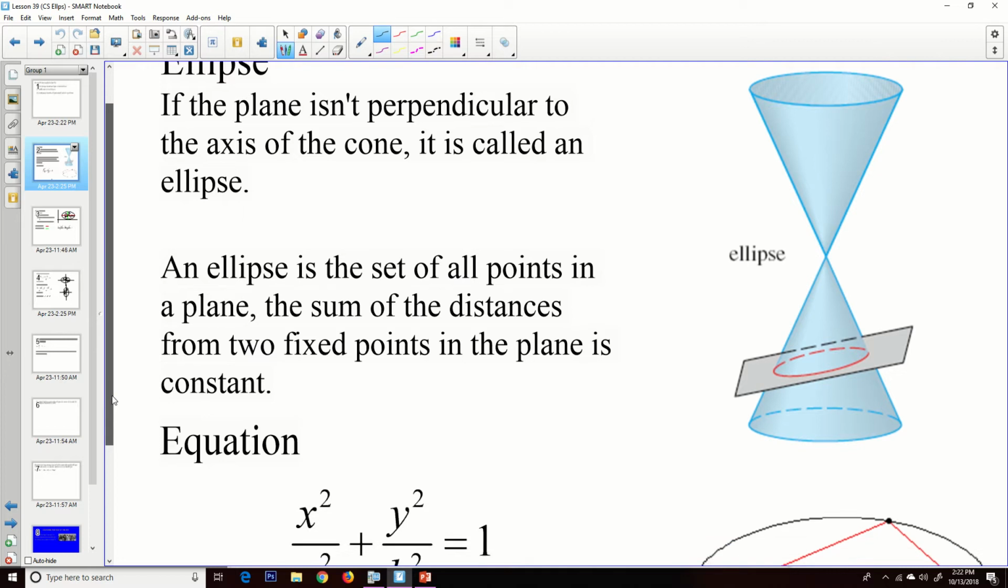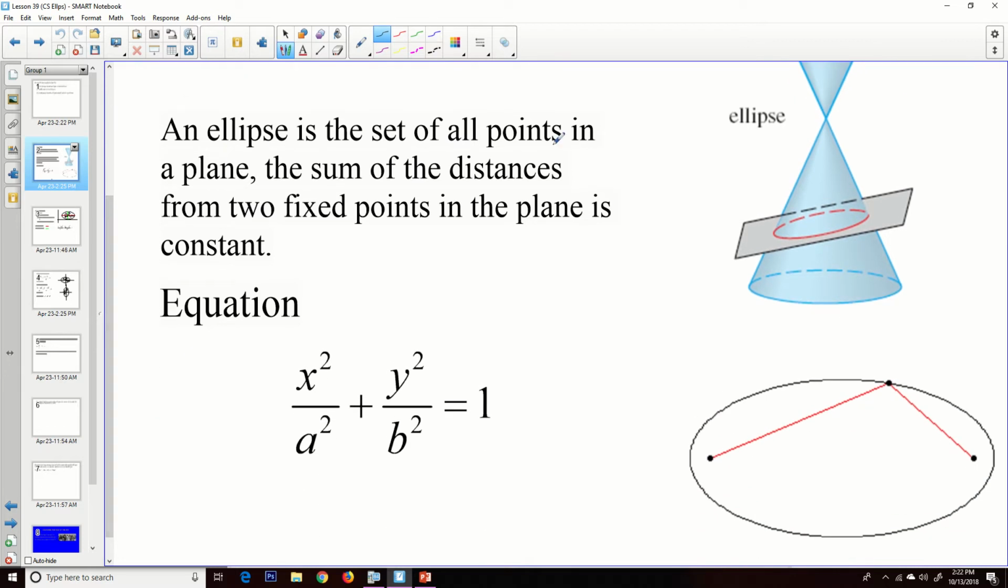Another way to define the ellipse is the set of all points in a plane where the sum of the distances from two fixed points is a constant. Any place that you have a point on your ellipse, if you were to draw a line and measure the distance from this point here, from here to here, and from here to there, it would be the same as if you went from here to here plus from there to there.